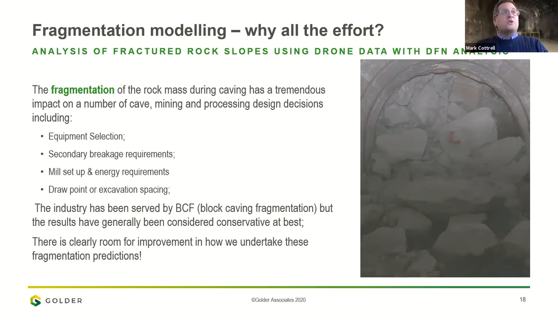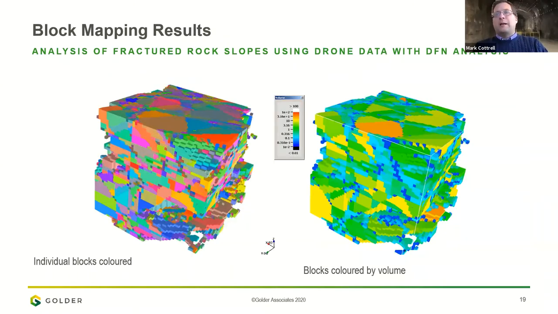The DFN approach allows us to very quickly evaluate block size distribution, characterize the location of blocks of certain sizes within the rock mass, and use that information to evaluate what's the stability of blocks of certain sizes. Are we likely to see something that is detrimental to our design? This slide here just shows a simple example of block sizes that we predict from the DFN.